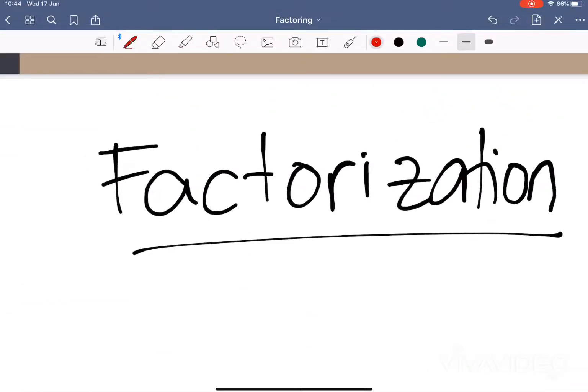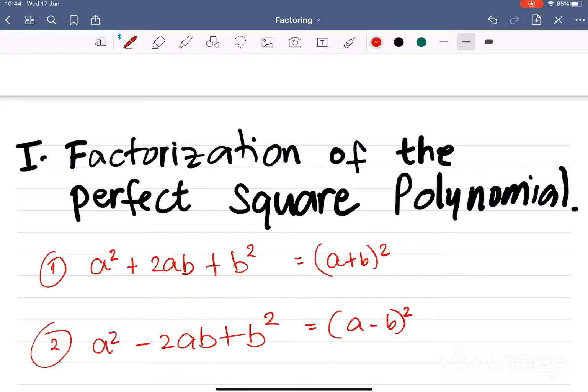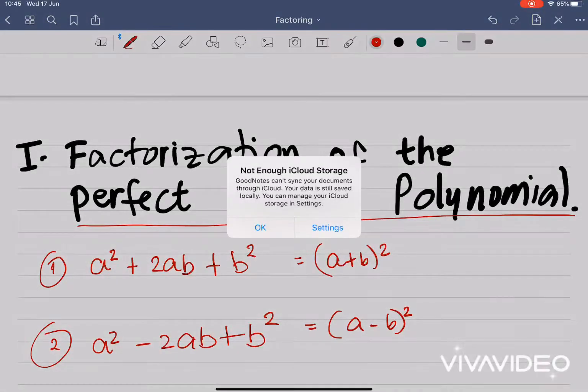Hello everyone, today's video is on factorization. So the first subtopic under factorization is we are going to factor out a perfect square polynomial. First is, when can we say that a given polynomial is a perfect square?